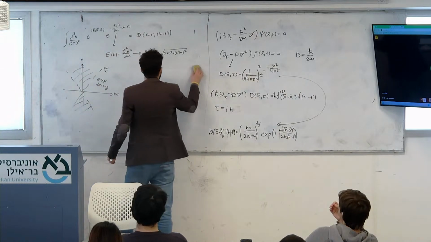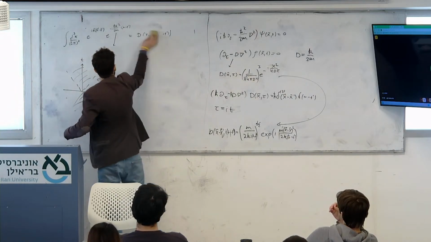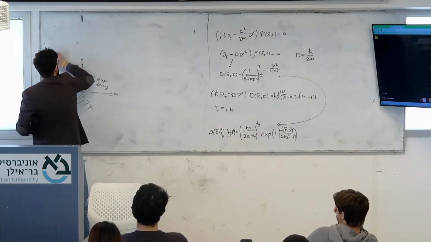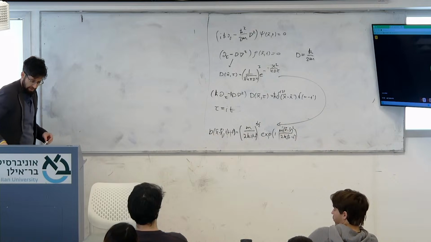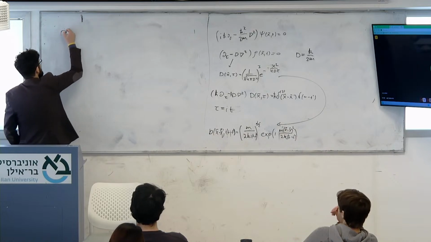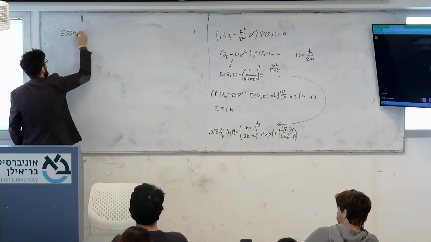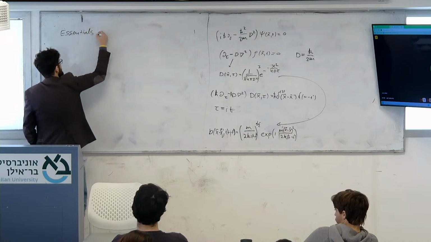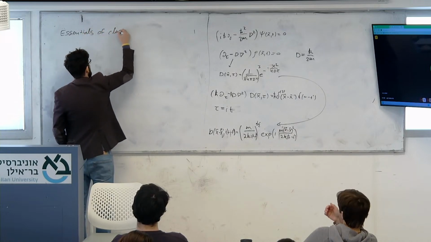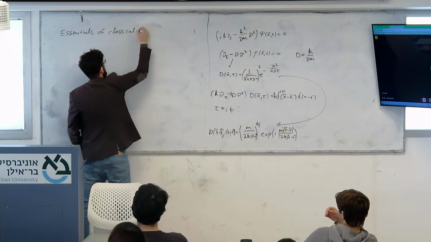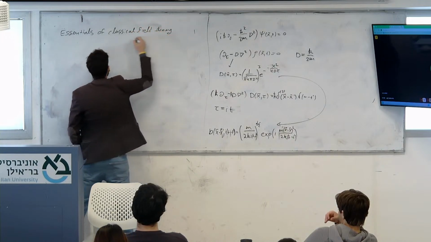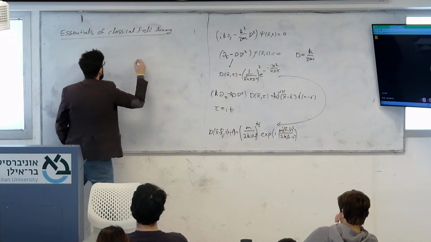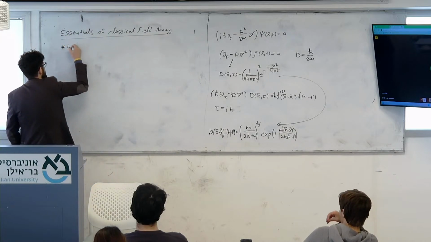So let's start. What we're going to start with is the essentials of classical field theory. So I'm going to do a short reminder. Essentials of classical field theory. The first thing I'm going to remind you is the Lagrangian formalism.